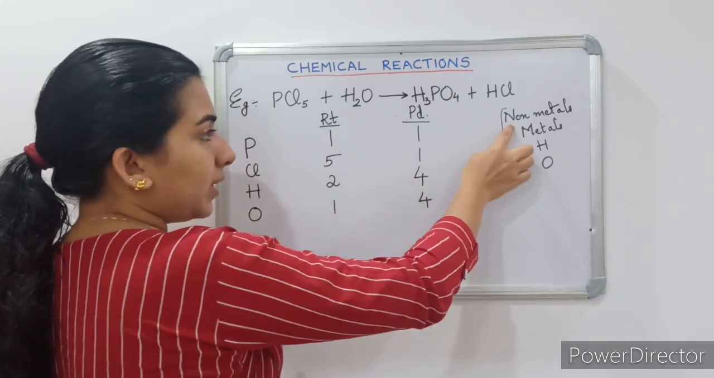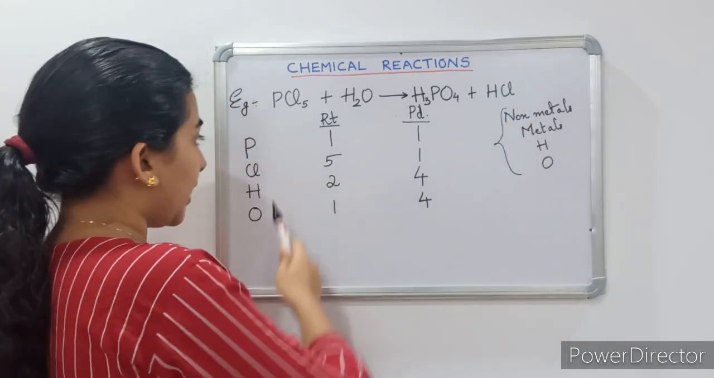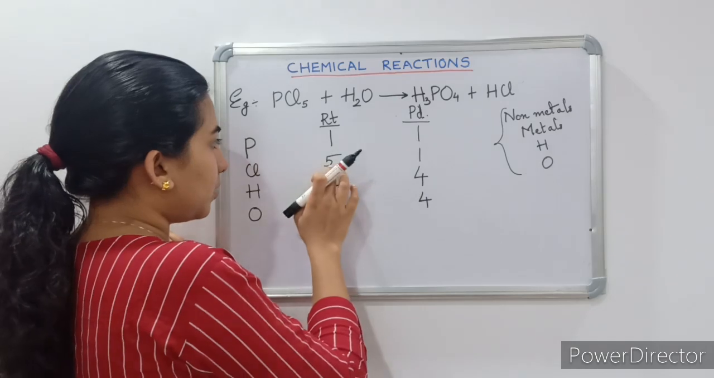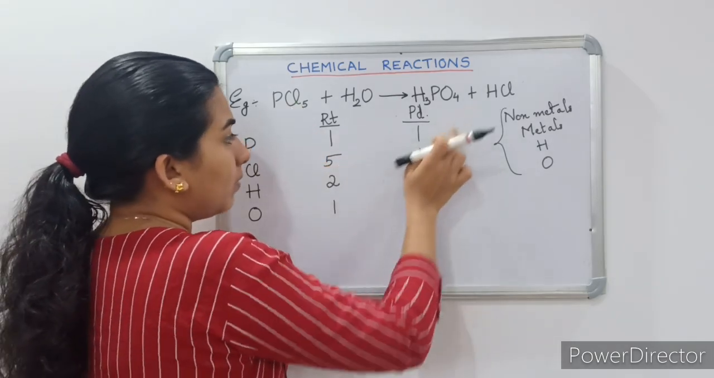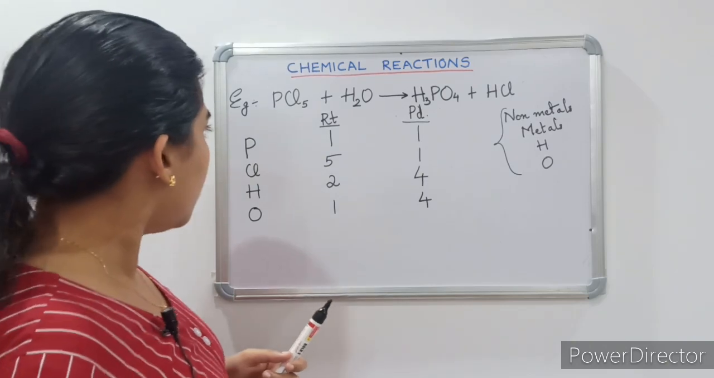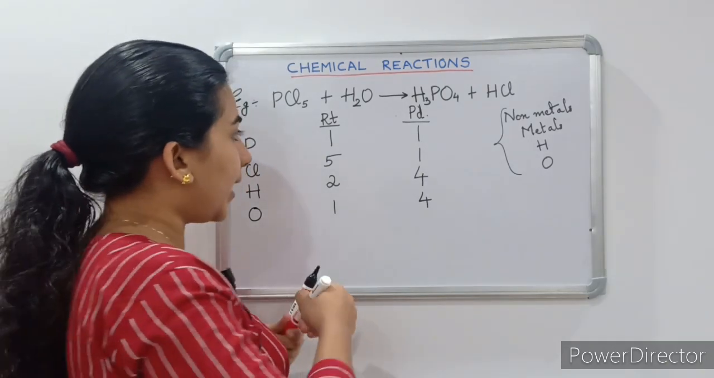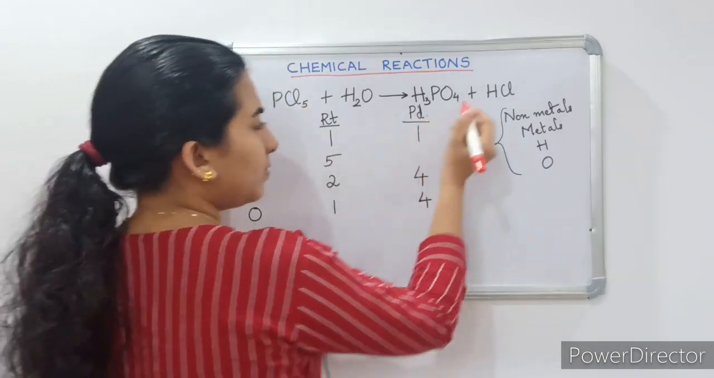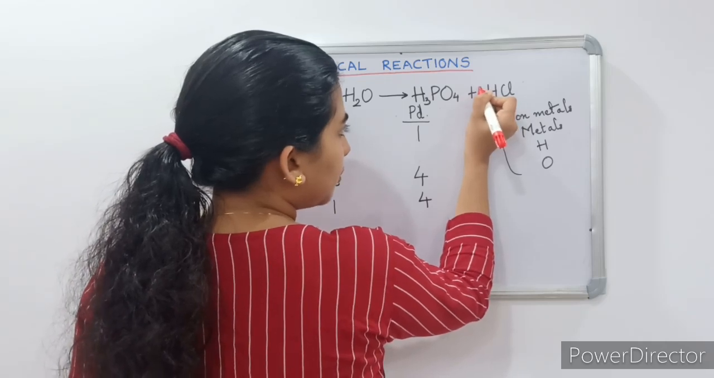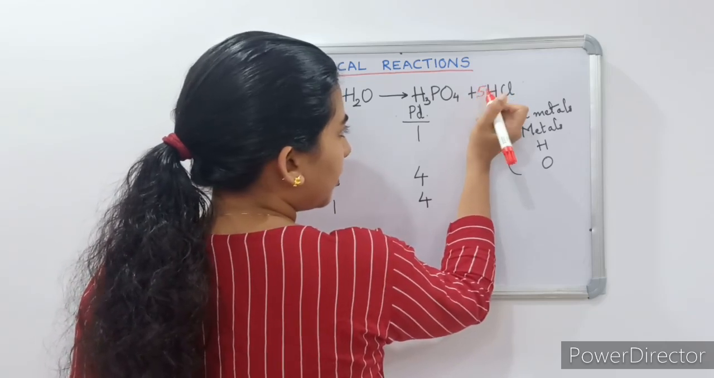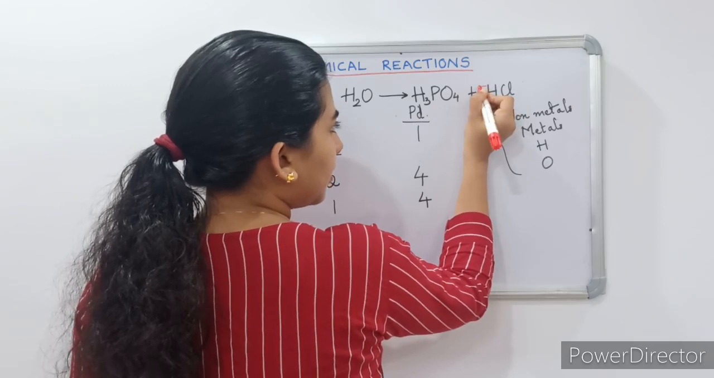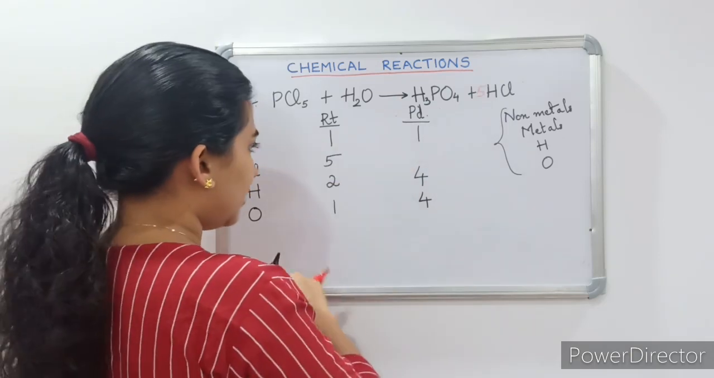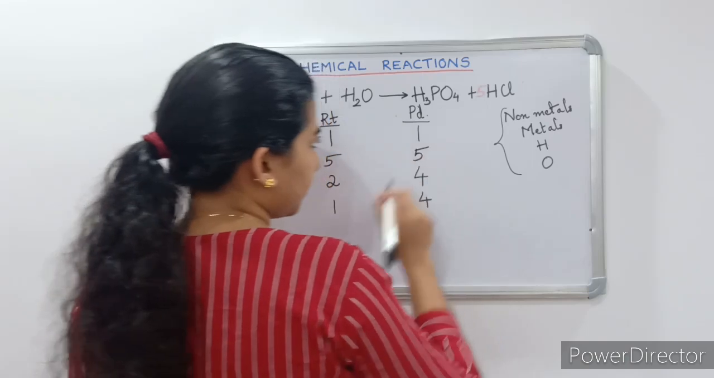Now take the sequence. First, non-metals. Among these elements, chlorine is the non-metal. So consider chlorine. Chlorine here is 5 in the reactant but only 1 in the product side. So we will have to balance the number of chlorine. Here it is PCl5, so we will just add a coefficient 5 here. So the number of chlorine is balanced, it is 5.